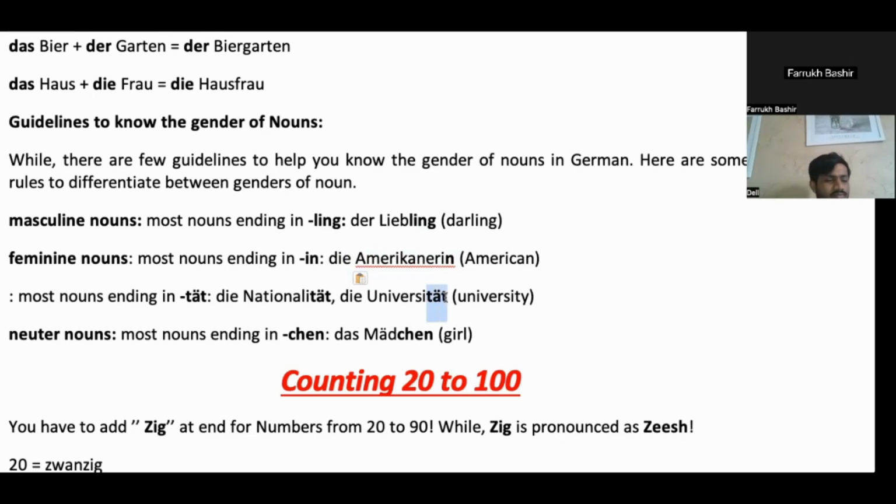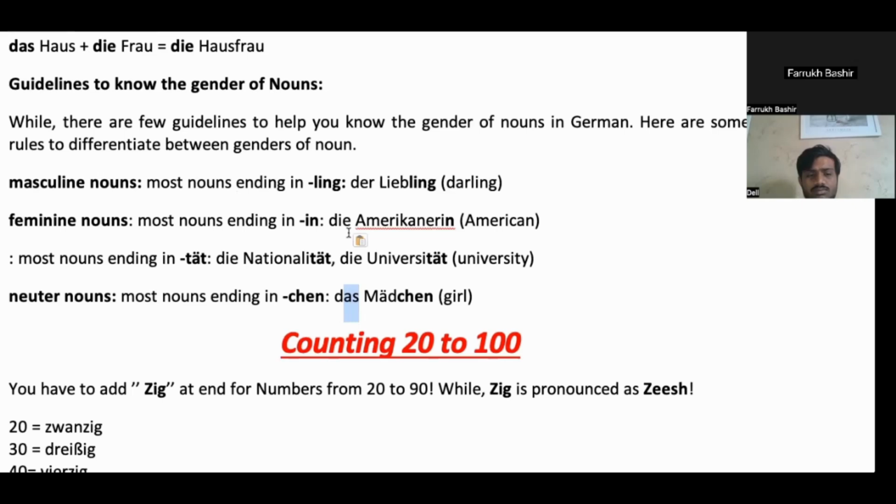So if you find this suffix at the end, -tät, it means it is feminine. The last one we have is -chen. This is for neuter nouns, for example, das Mädchen, the girl. If you find -chen, then we can place the article das. If I don't know the article of a particular noun, I can use das. These are three, four guidelines that we can use to remember a noun's article.